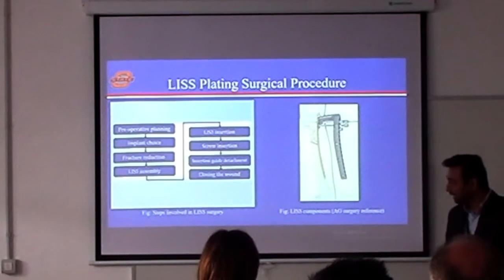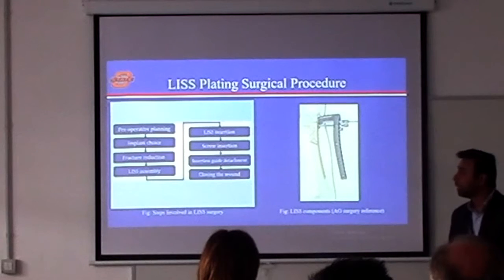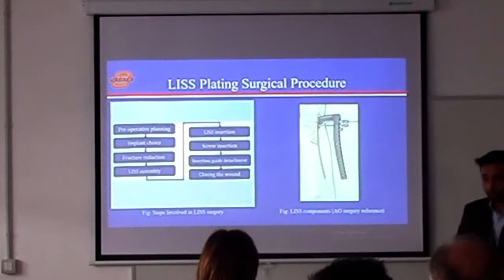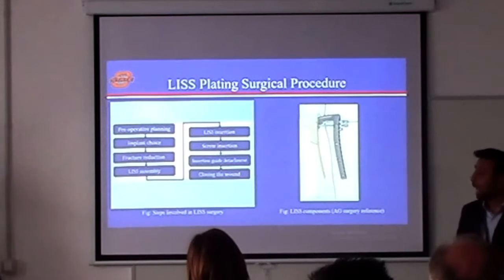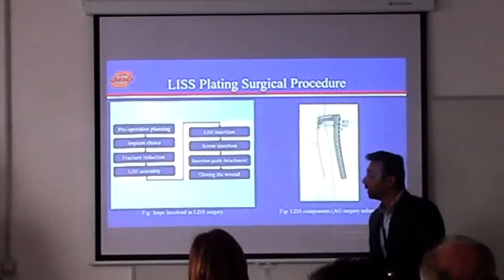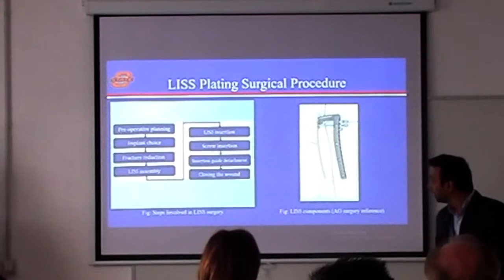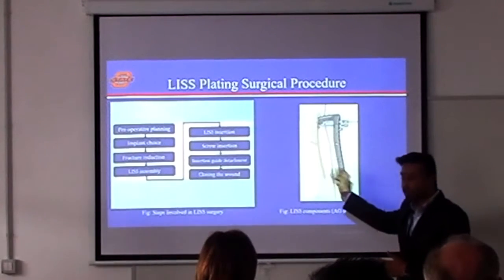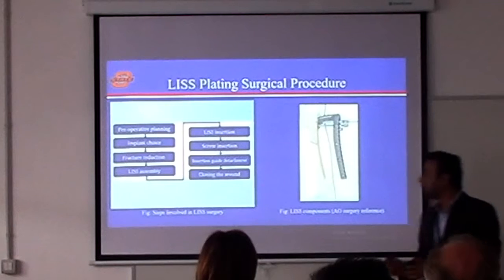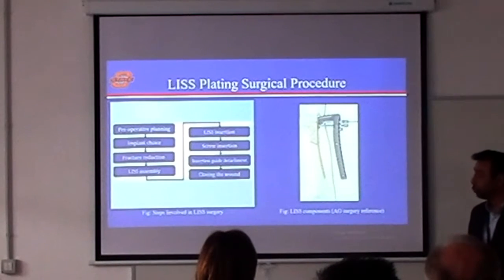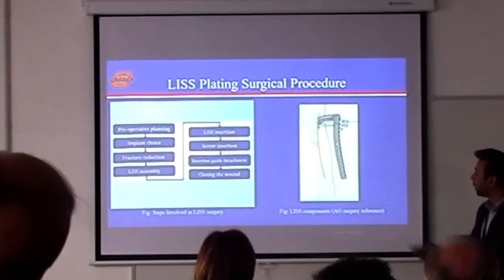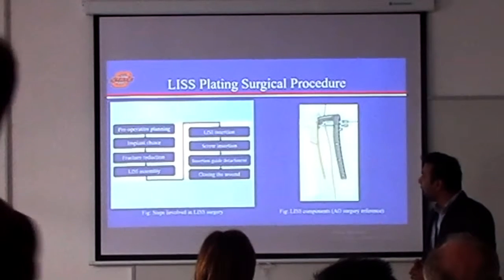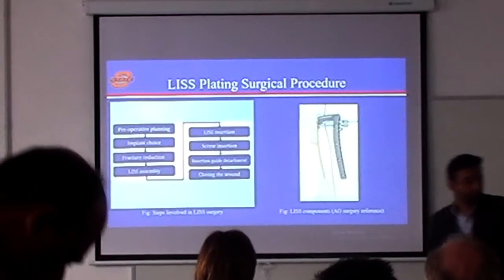And then after that, LISS assembly is done, where the parts are assembled outside of the patient's bone. This is the part that's assembled outside the patient's leg, and then it's inserted inside the patient's leg. And then the screws are tightened to attach the plate inside the bone. And at last, the insertion guide is removed and the wound is closed. You can see a reflection of the LISS plating guide and the other tools in the picture here.